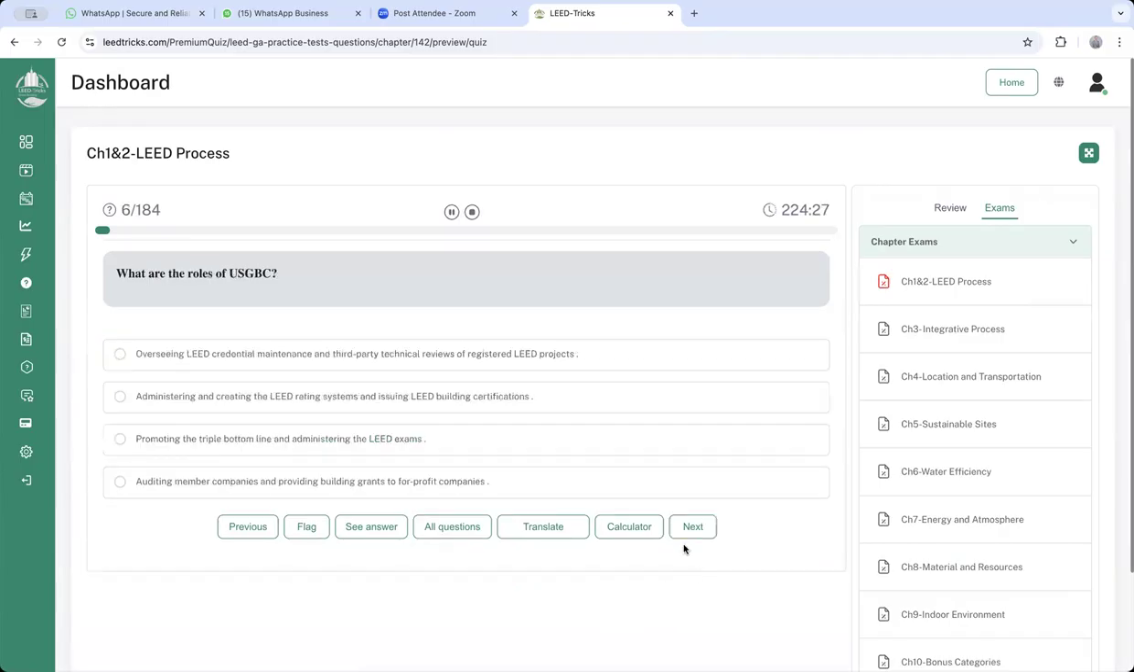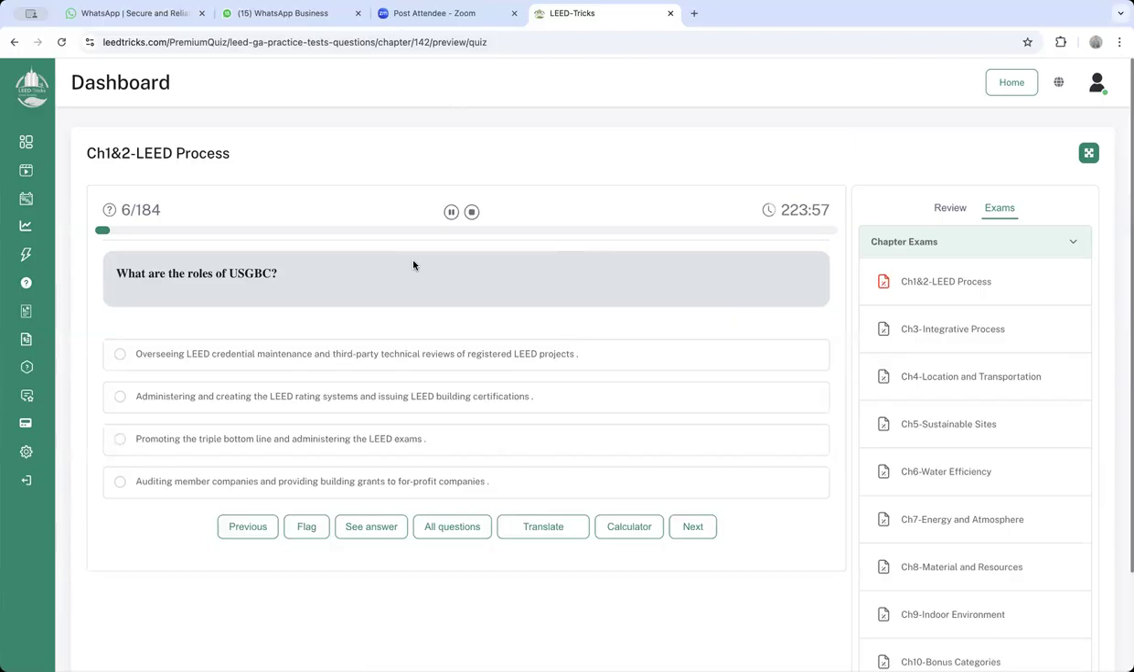All right, next one. Anybody want to take the lead to read the question and answer? Even if you don't take the course, we will help you. What are the roles of USGBC? Now we ask about USGBC, or United States Green Building Council.